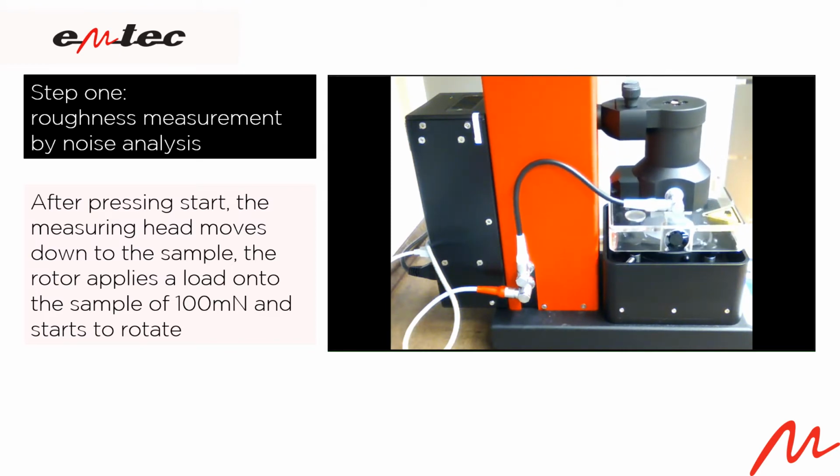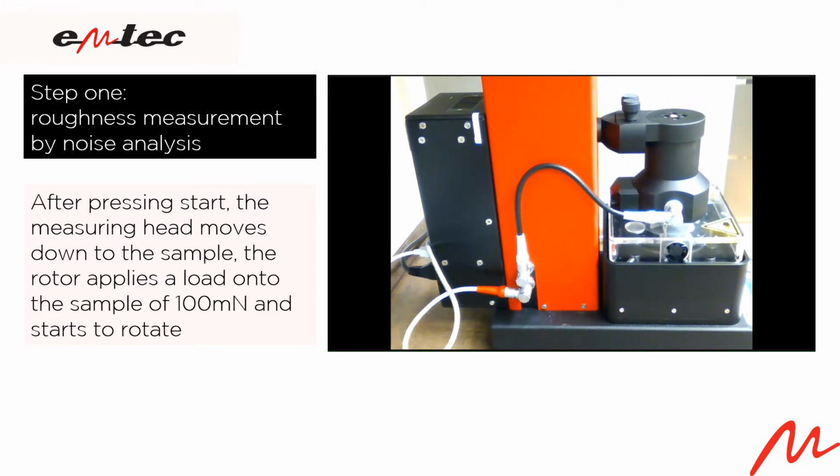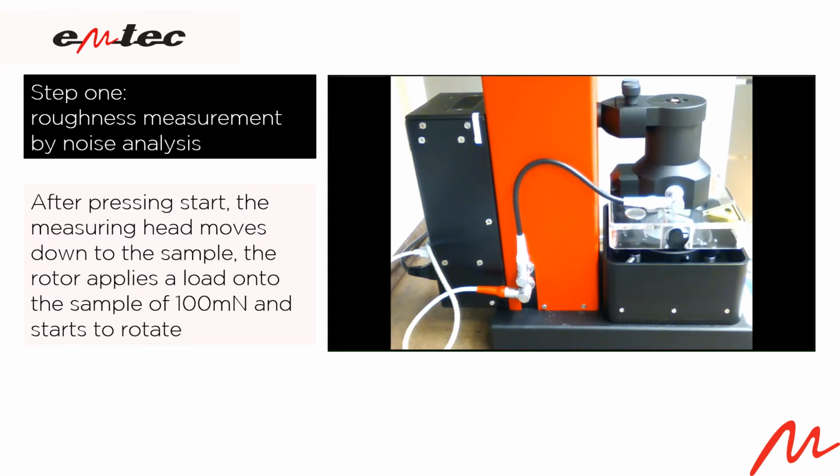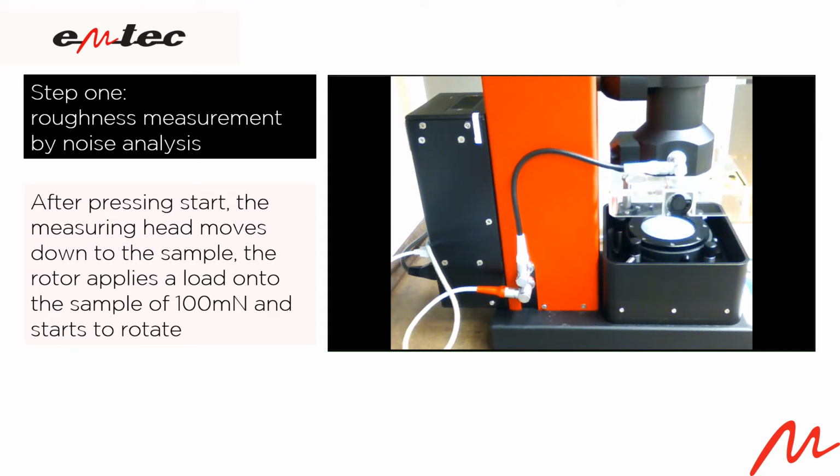The measuring head moves down to the material, a load of 100 mm is applied, and the rotor with the 8 ceramic plates starts to move over the material. This gets the sample into vibration, which causes a noise, and the noise is recorded by a microphone which is located underneath the sample. The intensity of the noise gives us an idea of the roughness.